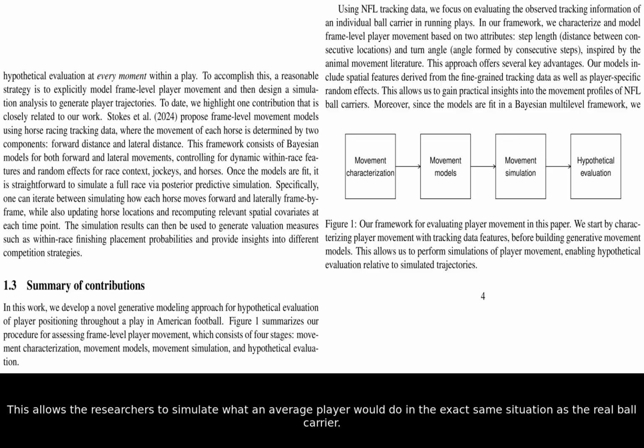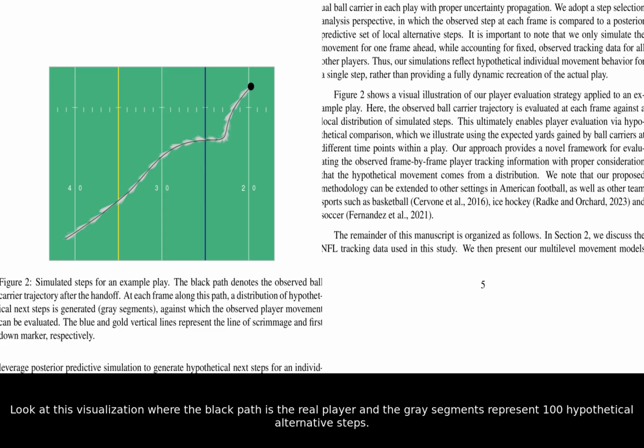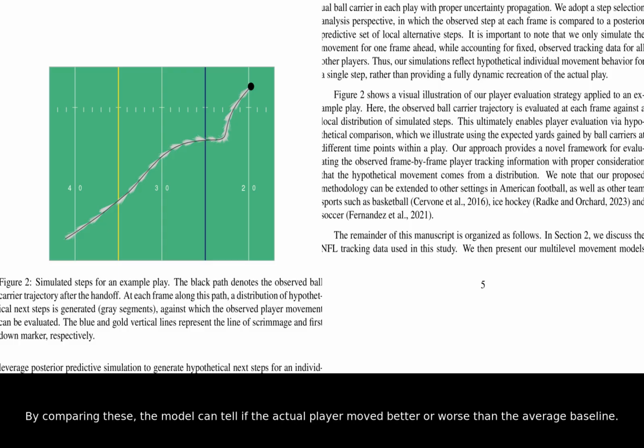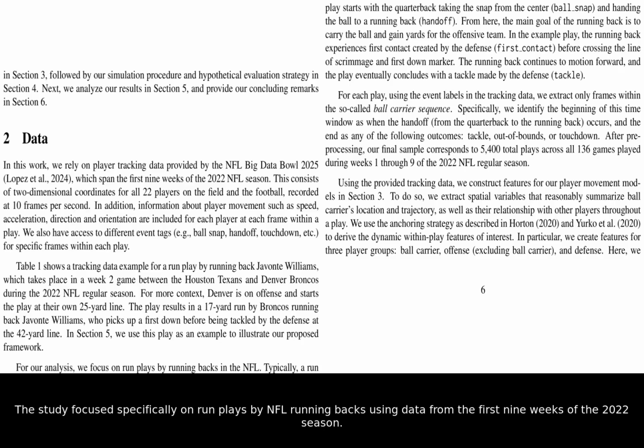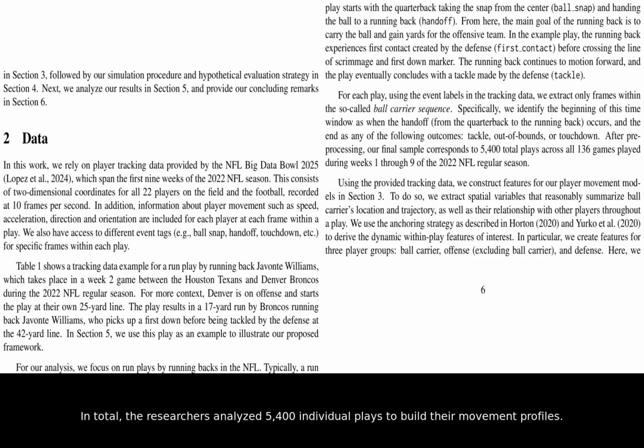This allows the researchers to simulate what an average player would do in the exact same situation as the real ball carrier. Look at this visualization where the black path is the real player and the gray segments represent 100 hypothetical alternative steps. By comparing these, the model can tell if the actual player moved better or worse than the average baseline. The study focused specifically on run plays by NFL running backs using data from the first 9 weeks of the 2022 season. In total, the researchers analyzed 5,400 individual plays to build their movement profiles.